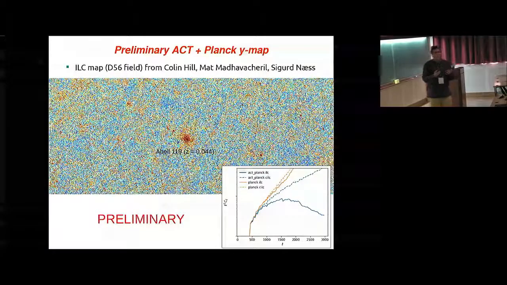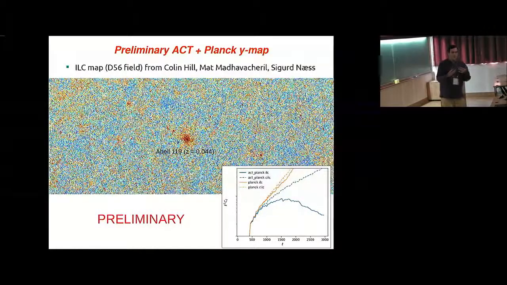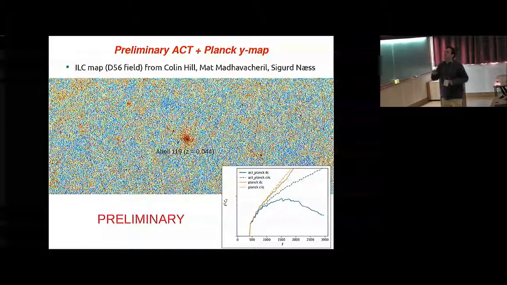With Planck, you've got all the large-scale information. If you can combine that in an optimal way with ACT, where you're really good on the small scales, you can make these nice Y-maps. This is just a zoom-in of a very, very preliminary map they've been making.